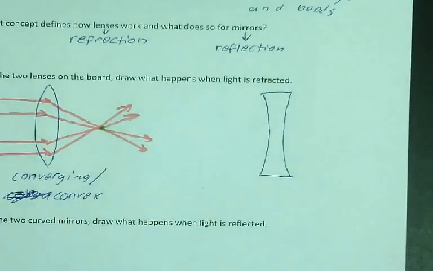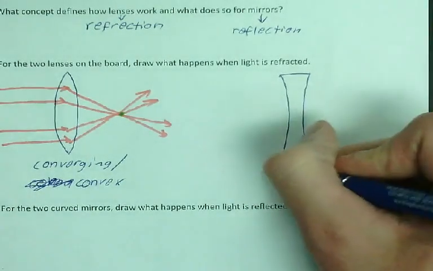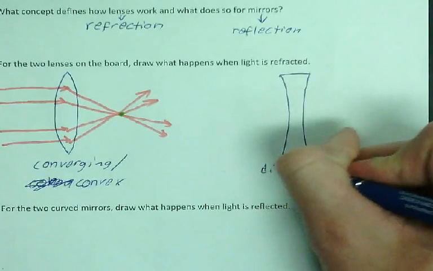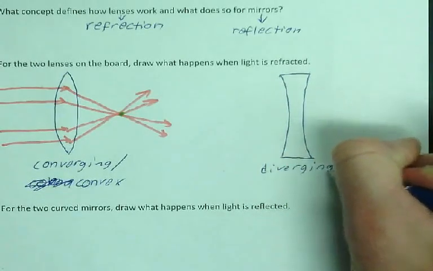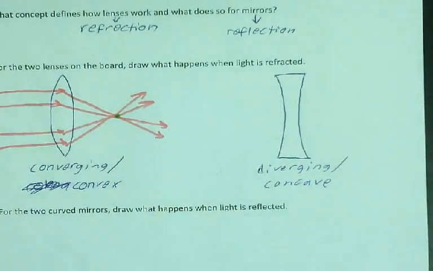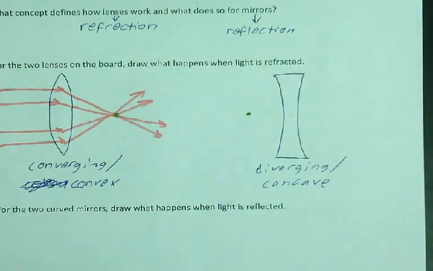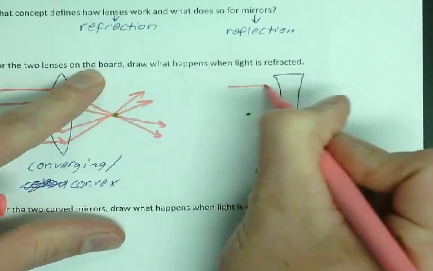All right, so the second type of lens is called a diverging lens. And diverging lenses are sometimes called concave lenses. Okay? And what they do is they diverge or bring the light away from a point. So there's some point in space that the light goes away from, not towards.